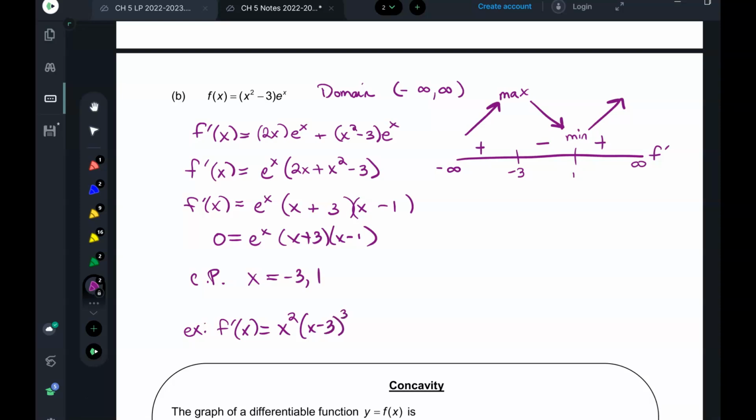Remember something you talked about in pre-calc called multiplicity? What happens when it's even multiplicity? It's going to bounce off the axis, and it's not going to cross. And if it's odd, it's going to go through. So in this example, at 0, it's not going to change sign.